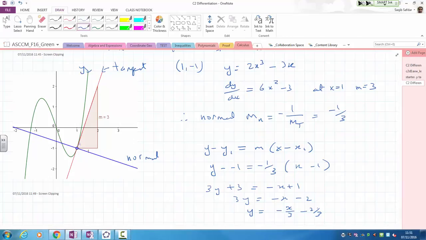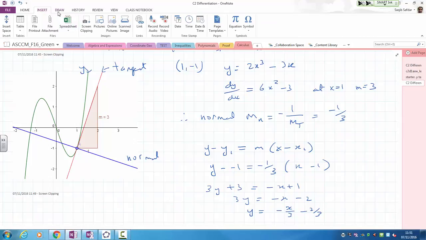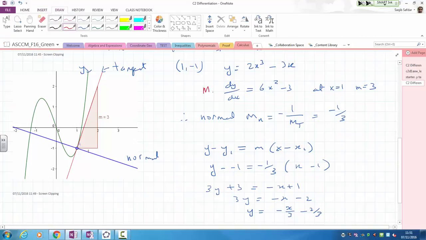Is that clear? How do you get m? m is always equal to dy over dx. So for the tangent, m is dy over dx. For the normal, it's minus 1 over the tangent gradient. Yeah? Because we know the gradient of the normal times the gradient of the tangent is minus 1. So minus 1 divided by the gradient of the tangent would give us the gradient. In fact, let me write it like this. So the gradient of the normal is as such. Is that okay?